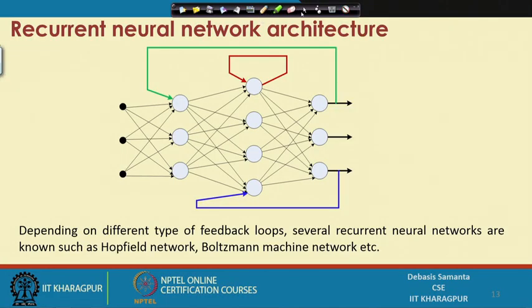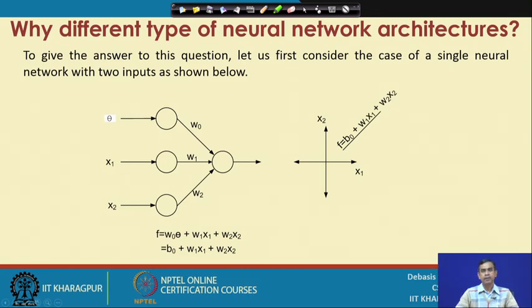Now, this is the recurrent neural network architecture, and obviously the question is which network architecture is suitable for which application. We will quickly go through this concept: in which case the single layer network is required, in which case the multi-layer network is required, or in which case the recurrent neural network is required.